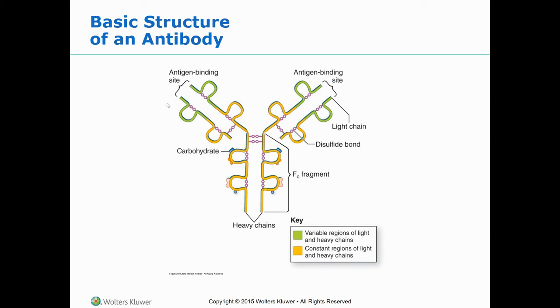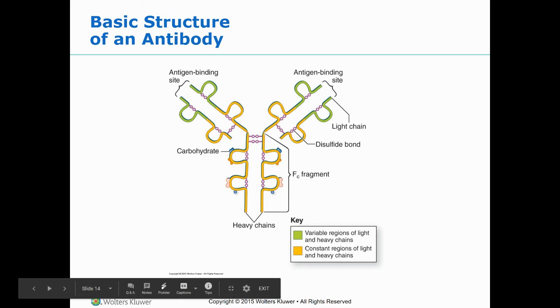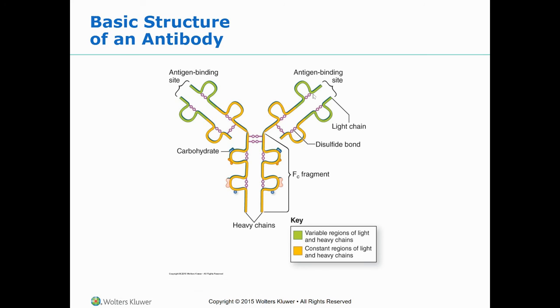And then this area up here is our Fab, or our changing region. It's the variable region. So we have a constant region, and we have a variable region, and those essentially change. This determines whether the antibody is going to be effective against the flu, or effective against the COVID-19 virus.